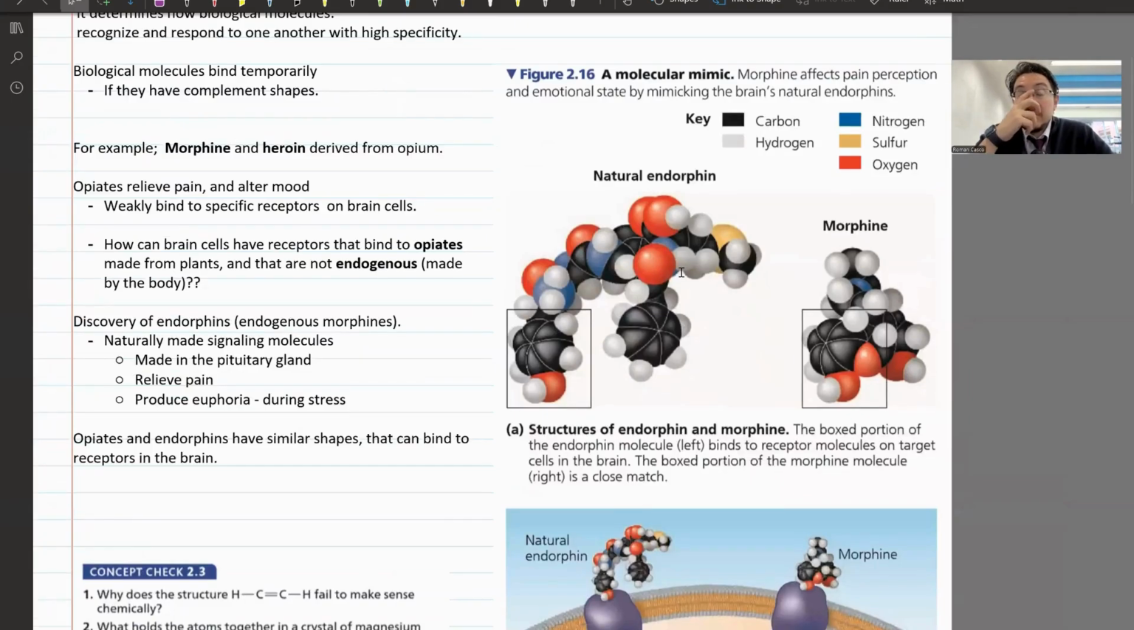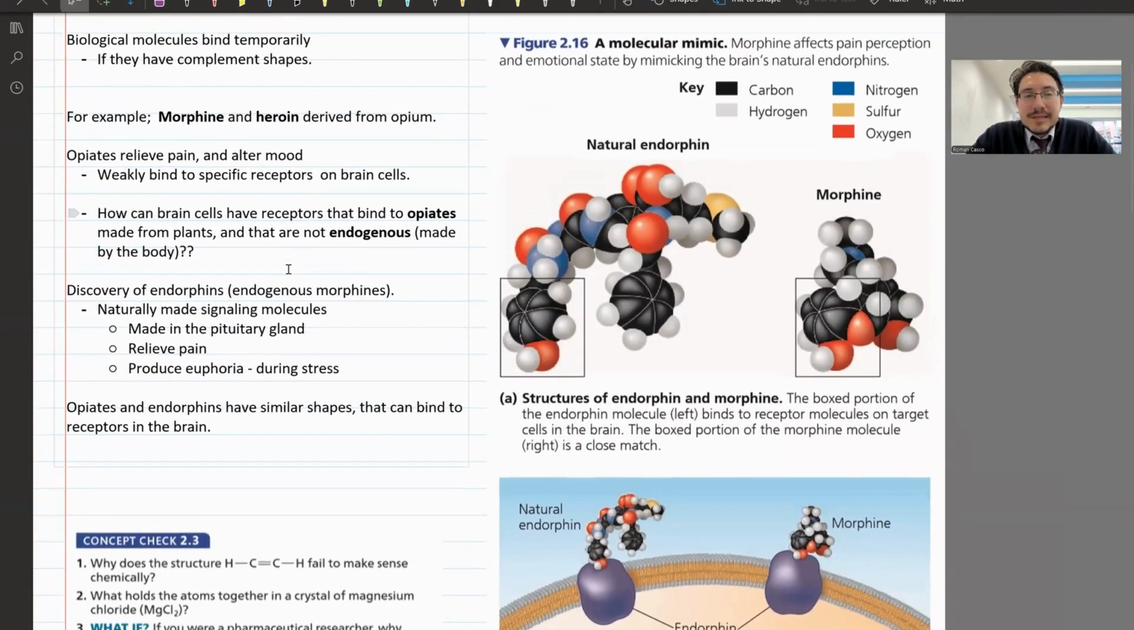Okay. Referred to as molecular mimics, right? Morphine is a medication that helps ease and relieve pain and mood, and it's used in patients a lot, basically as a painkiller, right? So you have these opiates that in general relieve pain. They also alter mood, right? And they bind weakly to receptors on brain cells, right?